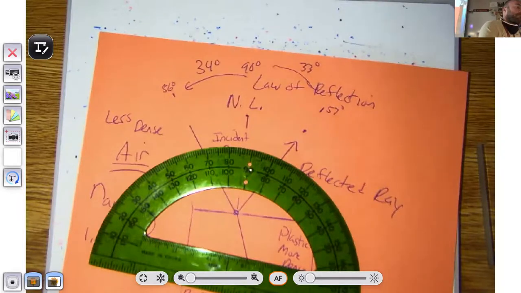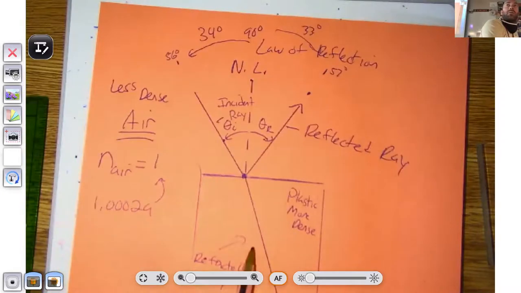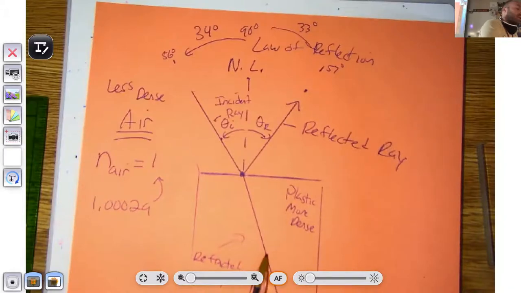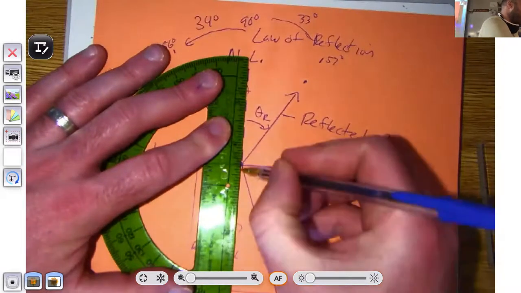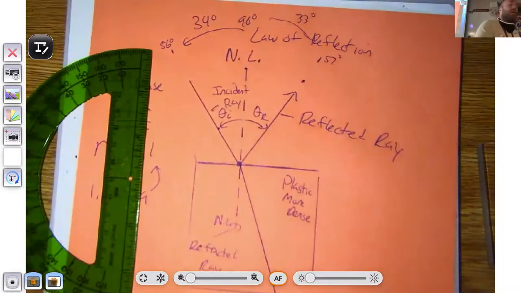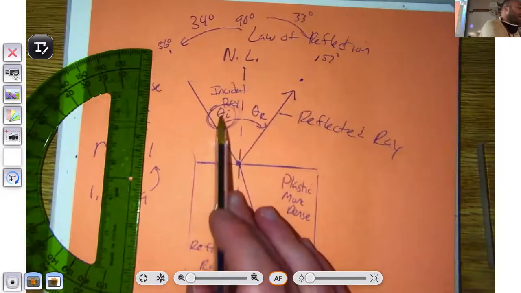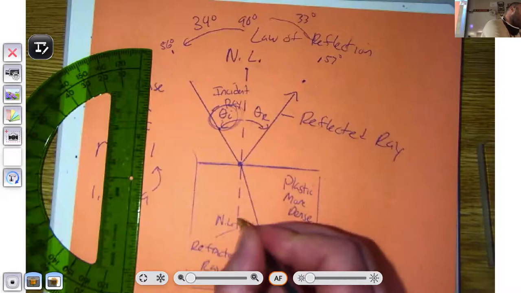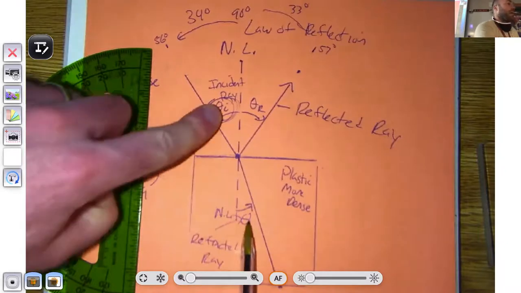However, what I need to do is take a look at what's happening to my refracted light ray. I'm going to take that normal line that I drew in, and I'm going to continue that normal line down into my piece of plastic. Here's one thing that I want you guys to take a look at and compare. Just looking at it, how does my incident light ray, and notice that I'm going to measure this angle from my normal line, how do these two angles compare?